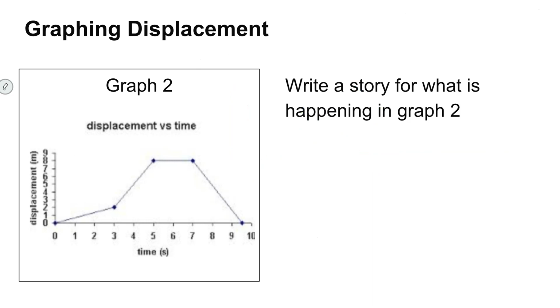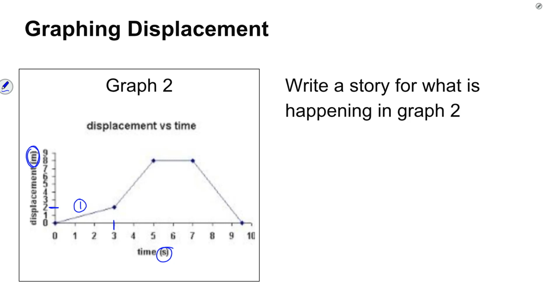So we are going to write a story. So the first thing I want to do is check my units. So my displacement is in meters, and my time is in seconds. So this is a small movement that's happening here. Meters is not very far. So I'm going to look at my first segment. So my first segment is from 0 to 3 seconds, and my displacement is 0 to 2 meters. So my first segment, I went 2 meters in 3 seconds.